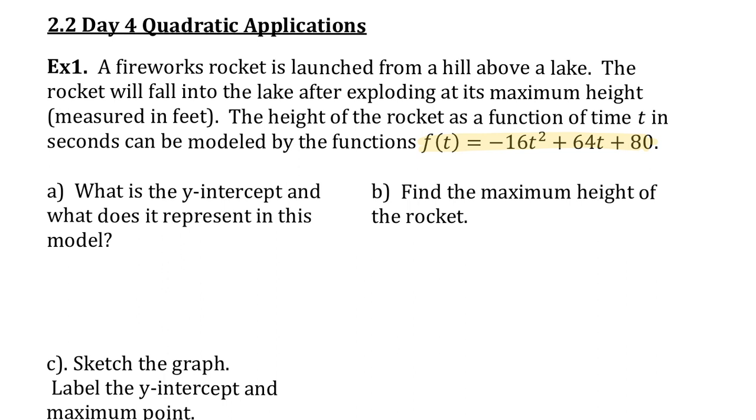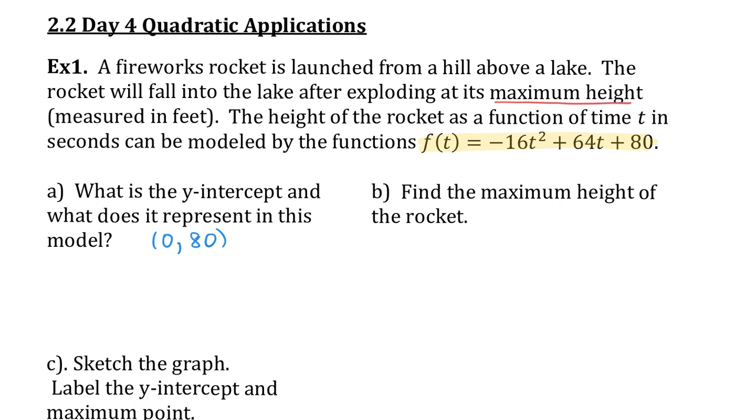Okay, let's read this. What is the y-intercept and what does it represent in this model? Well, the y-intercept is the c value, which is 80. So I'm going to list what it is, and then we'll go back and read what it represents. A fireworks rocket is launched from a hill above the lake. The rocket will fall into the lake after exploding at its maximum height. Let's look at this for a second.